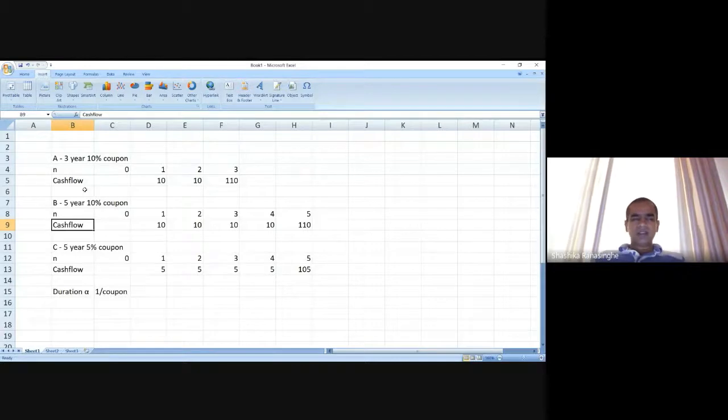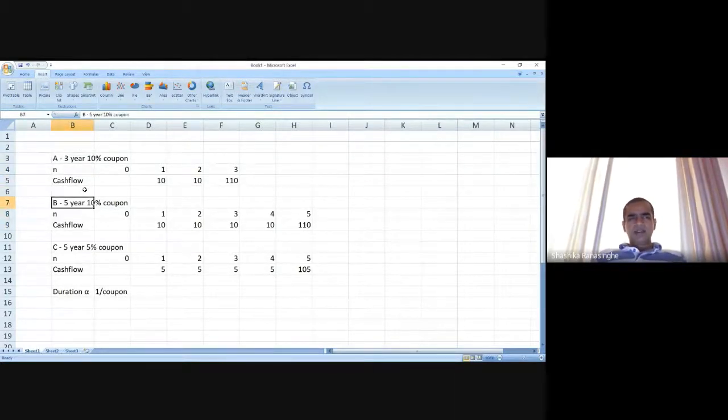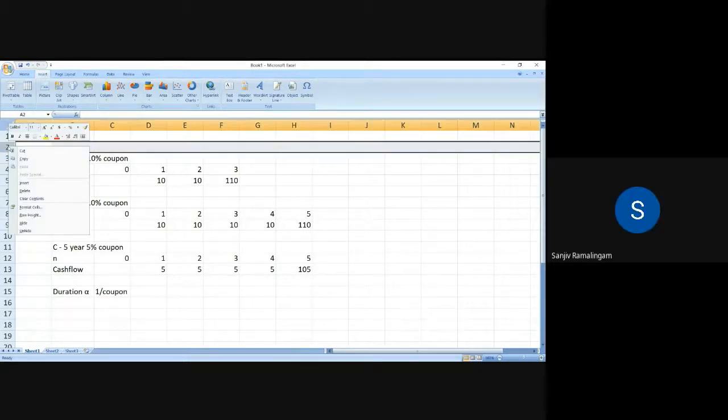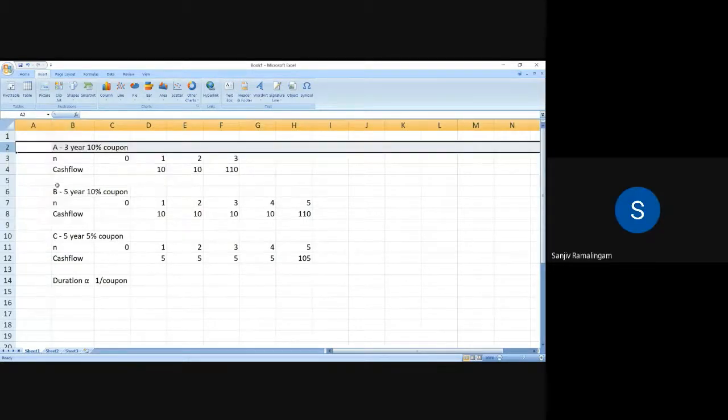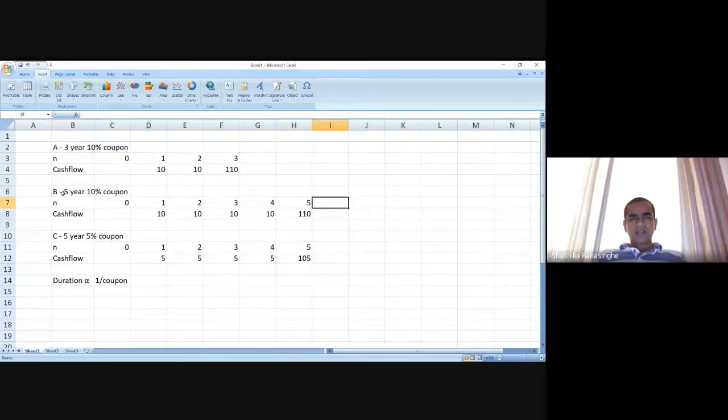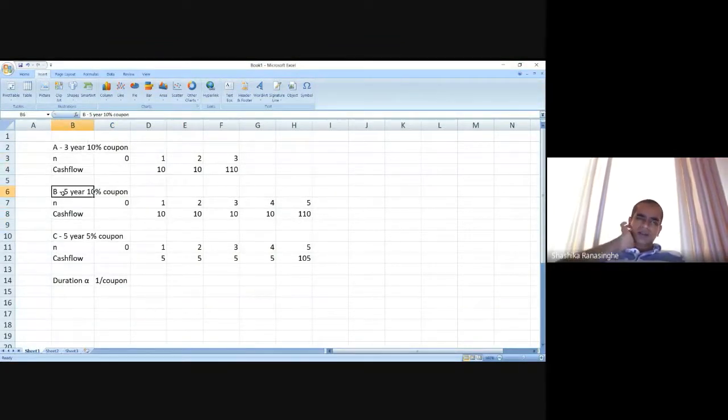See, A and B have the same coupon of 10%, whereas B has a longer maturity. So which one do you think will have the longer duration? A or B? B, right? Longer maturity results in a longer duration, right? Out of A and B, B has the longer duration.